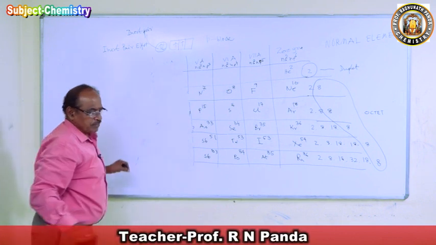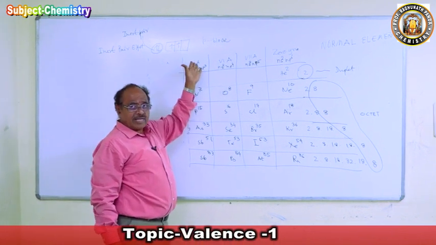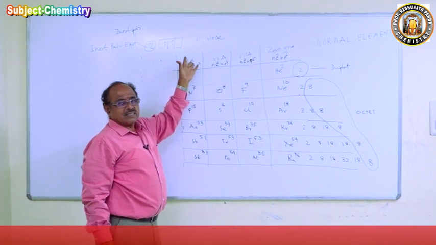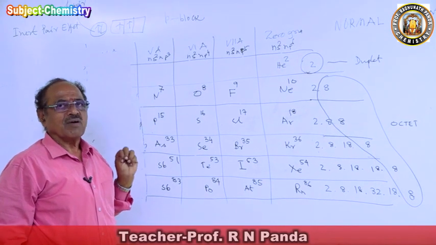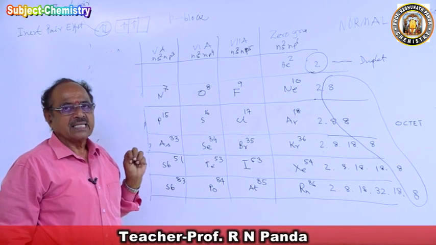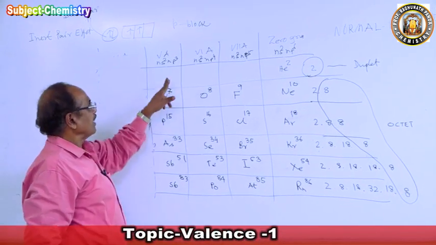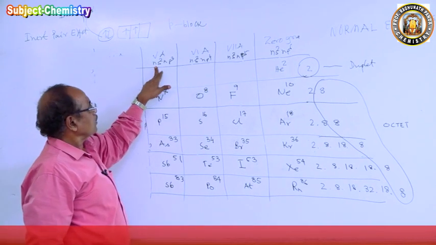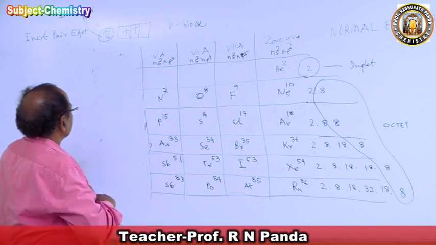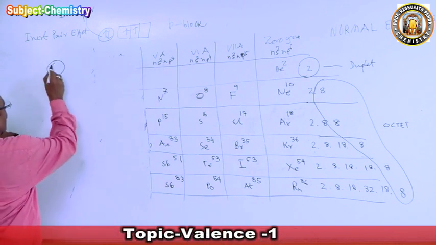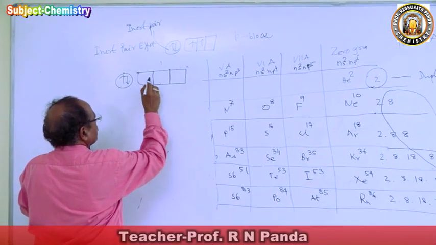Now we are coming to group 5. In group 5, the number of electrons present is 5. The group number indicates the number of electrons present in the outermost shell of the atom of the element. The orbitals are the s orbital and p orbital: s orbital has 2 electrons, which are paired, and the p orbital has 3 electrons.